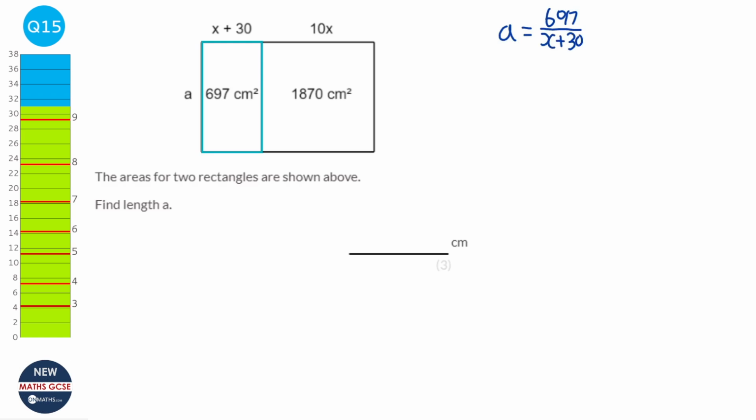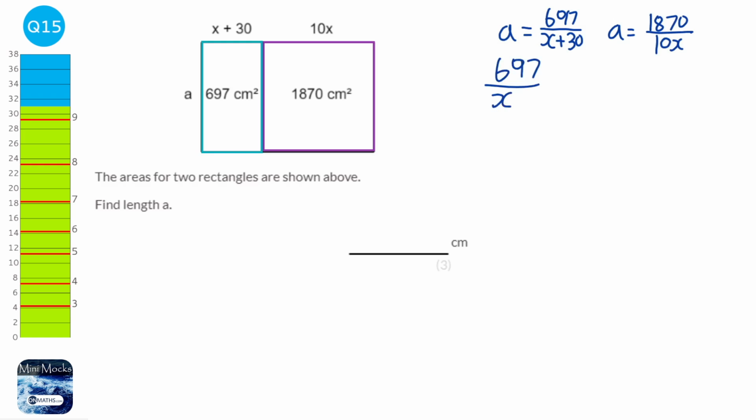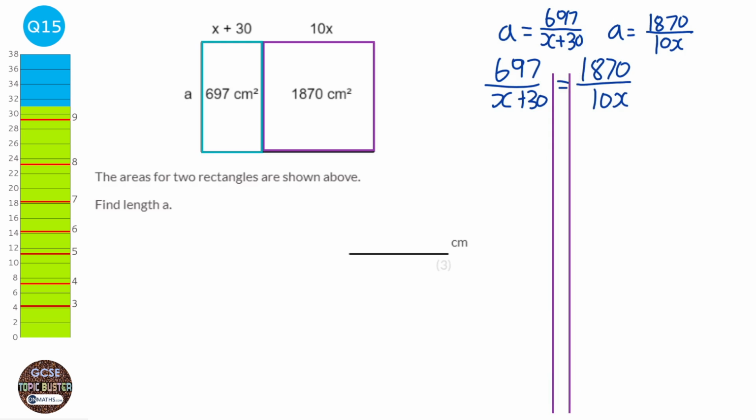Now let's focus on the other square, or the other rectangle. And this time we have a equal to the area of it, which is 1870, divided by the 10x. Now because both of these are equal to a, we can actually just get both of these fractions equal to each other. And what we can do is work out what x is going to be. So the first thing I'm going to do is put my lines in, because we are looking to solve. This is probably going to take a while.